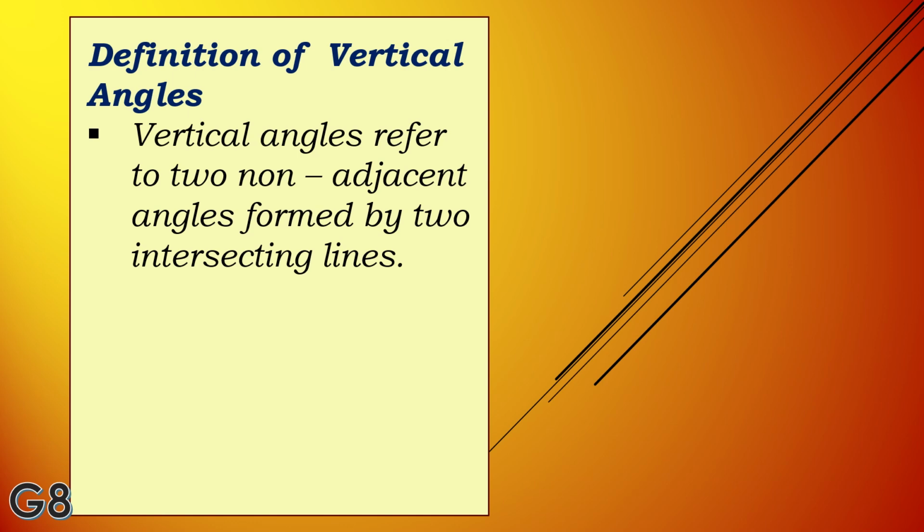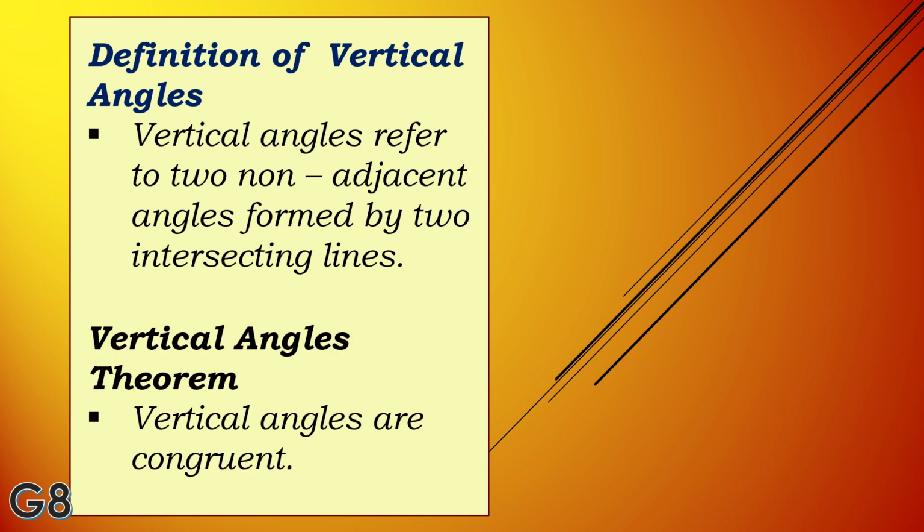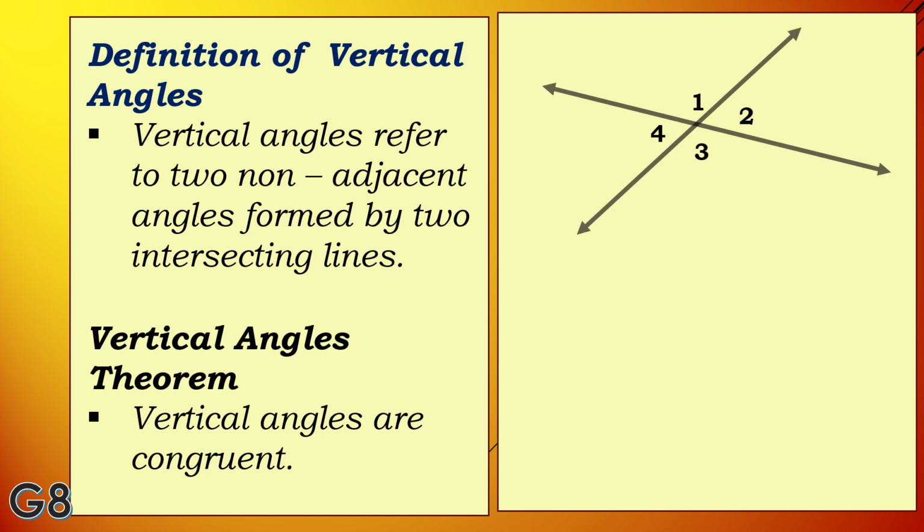Next, we have the definition of vertical angles. Vertical angles refer to two non-adjacent angles formed by two intersecting lines. And the vertical angle theorem states that vertical angles are congruent. So in this figure, there are two intersecting lines that form four angles. We have angle 1, angle 2, angle 3, and angle 4.